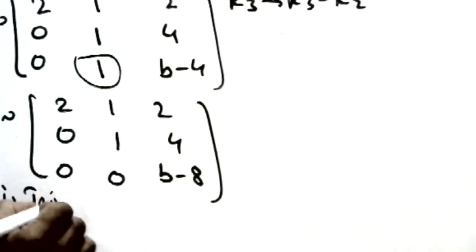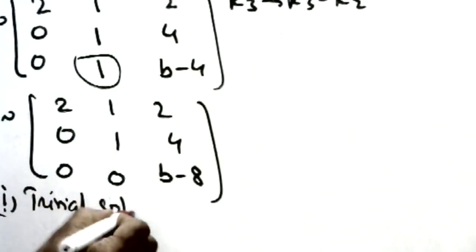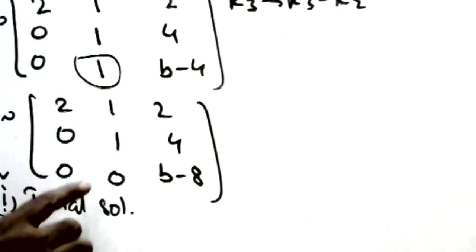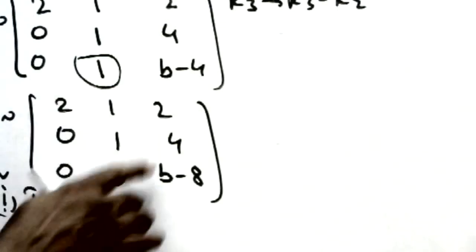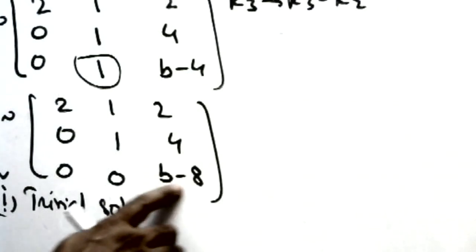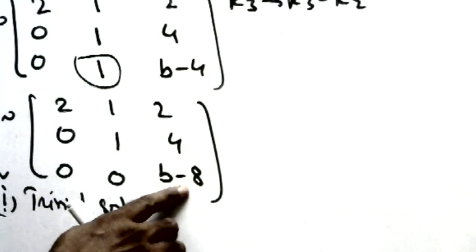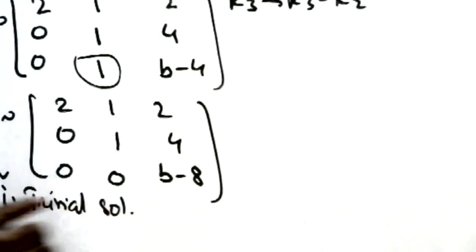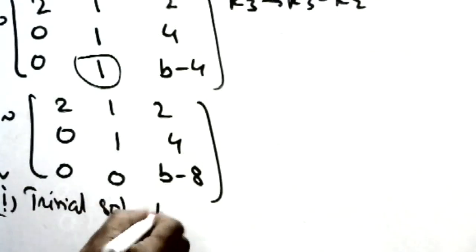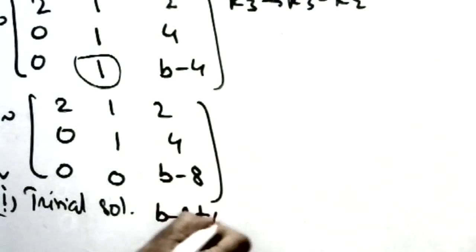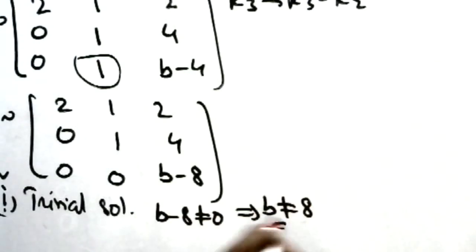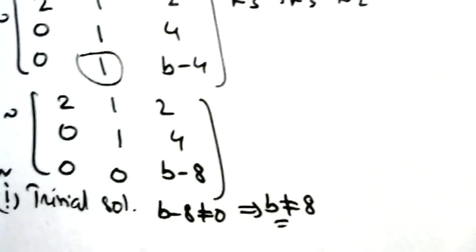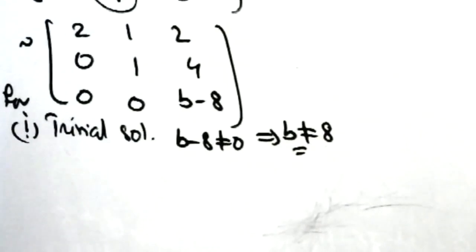Now see here, first question, trivial solution. For trivial solution, it must have rank 3 because variables are 3. Its rank will be 3 if this value is not 0, because if you get 0 the rank will reduce to 2. For rank 3 this should not equal 0. Therefore for trivial solution, b minus 8 is not equal to 0, implies b should not equal 8. Okay, so we got the first answer.